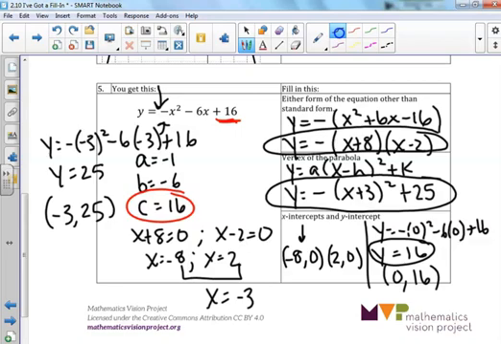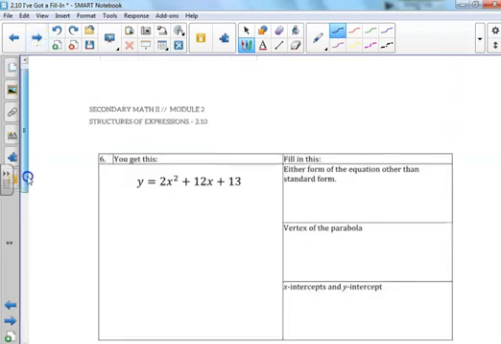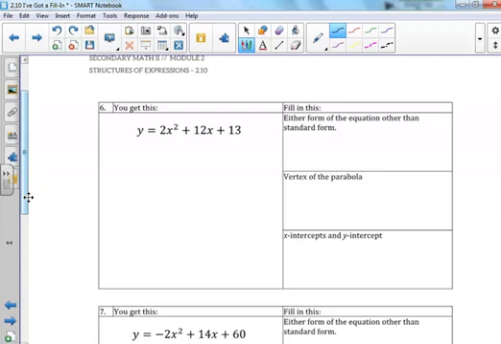Let's try one more together. We'll look at number 6. So number 6 is given to us in standard form, except that the number in front of x squared, or the a value, is 2. So when we look at this, in order to factor, we would need to take out a GCF. But I notice that 13 is prime. Therefore, we cannot factor this. And that will be possible for some quadratic functions, not to be factorable.